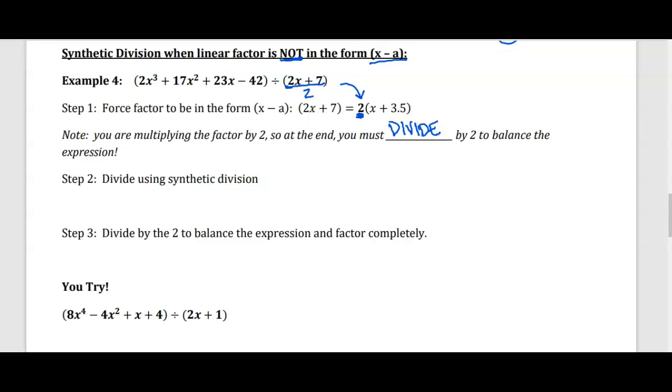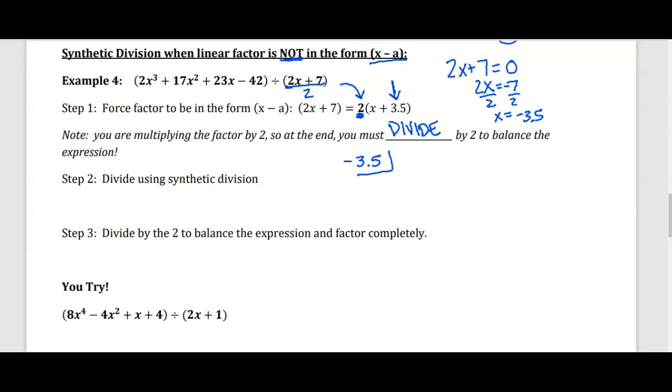Okay, so we're going to use synthetic division. So again, here you have to take that a into account. So it's the opposite of the 7 divided by 2. If you don't see that, set it equal to 0. We're still dividing by that a value or that 0. So we're going to subtract the 7 over, divide by 2, and we get that negative 3.5. Okay, so it's always the opposite of that a value once it's in x minus a format. So we're dividing by negative 3.5.